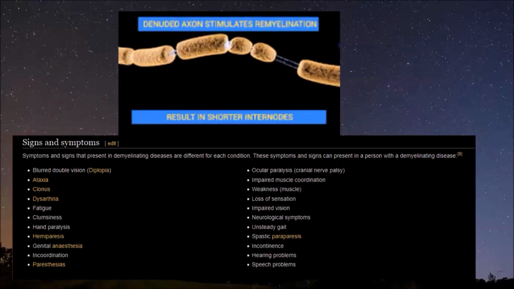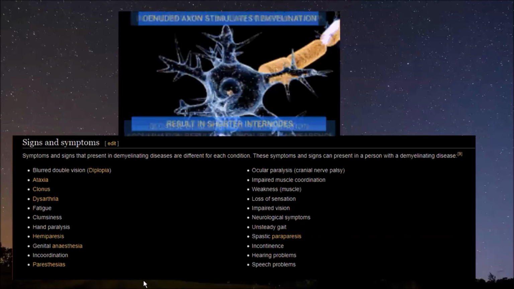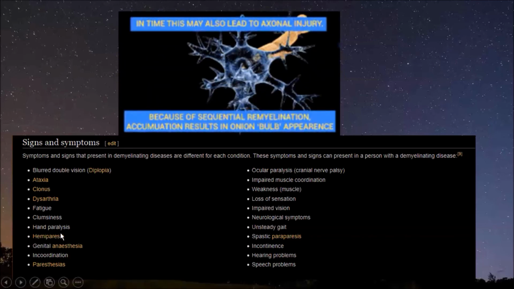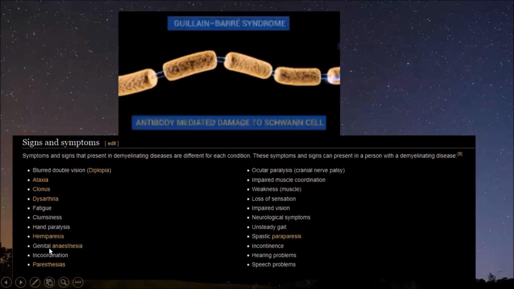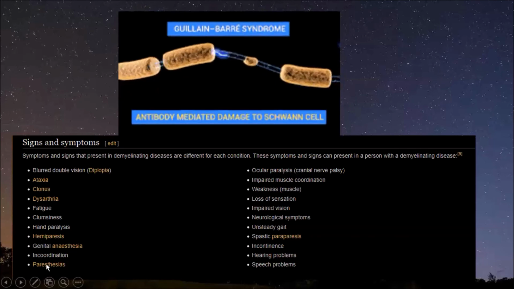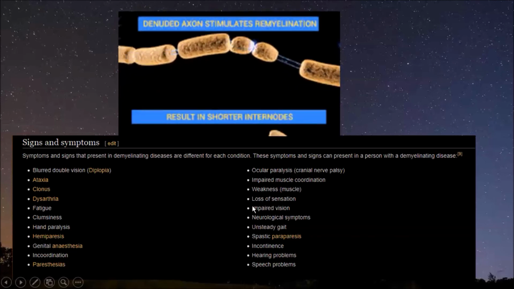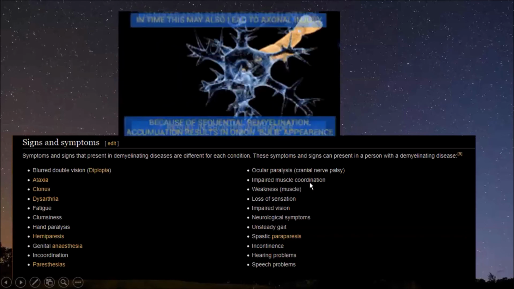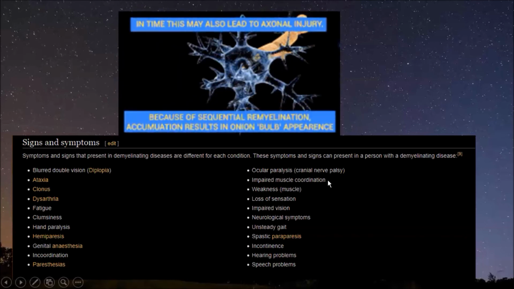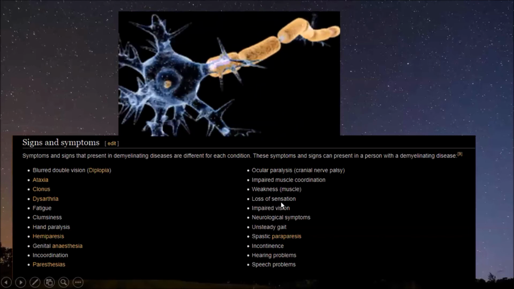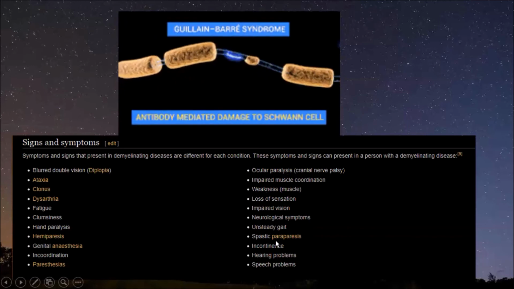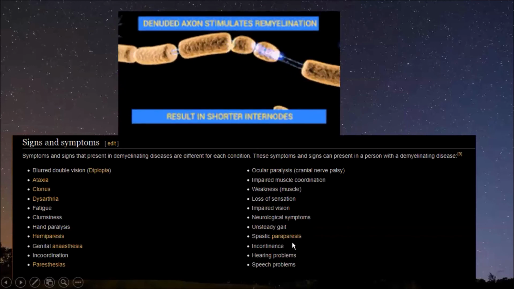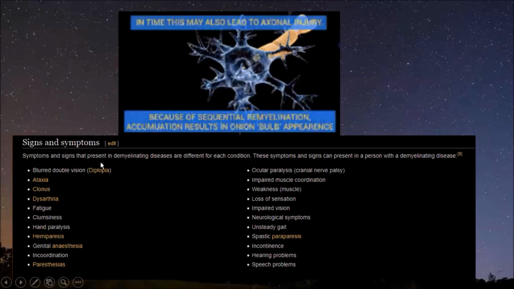Okay, fatigue, clumsiness, I just had another one. Clumsiness, paralysis, hemiparalysis, or paresthesia, genital anesthesia, wow. That's incoordination, paresthesias, ocular paralysis, impaired motor muscle coordination, weakness, loss of sensation, impaired vision, neurological symptoms, unsteady gait, spastic paresis, incontinence, hearing problems, and speech problems. All those because we have myelin or loss thereof.